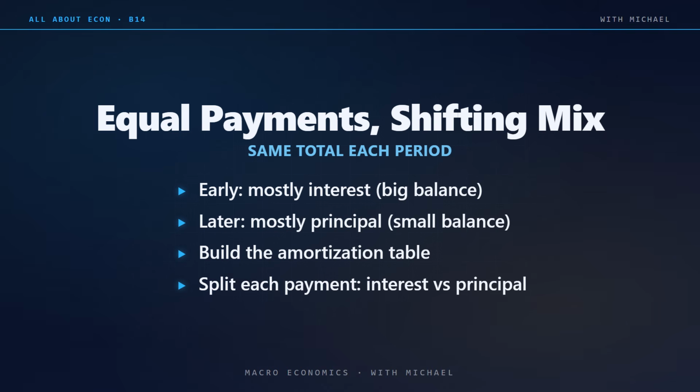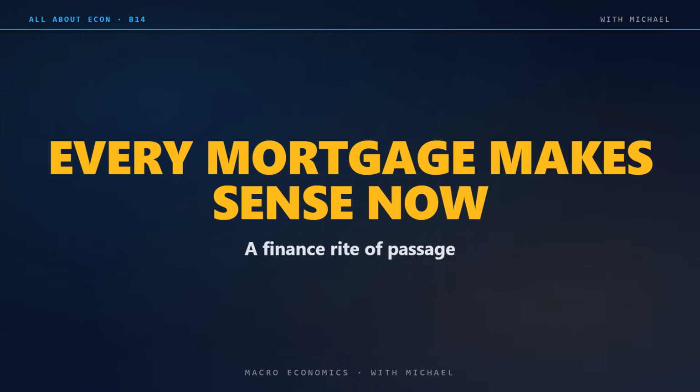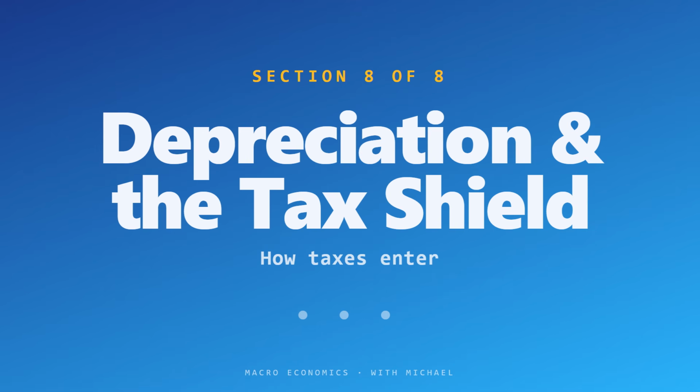By the end, almost all of your payment is principal. Building the amortization table, splitting each equal payment into its interest and principal parts, and tracking the falling balance, is a rite of passage in finance. And once you see the pattern, every mortgage statement suddenly makes sense.